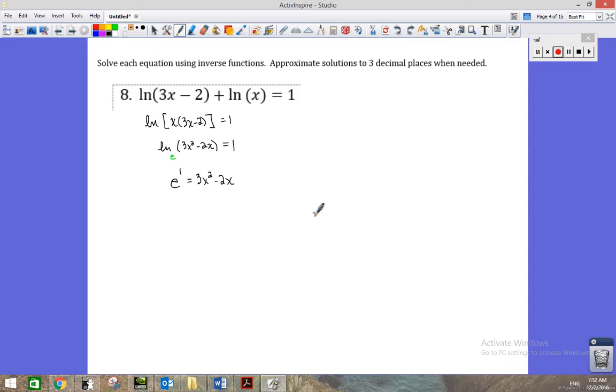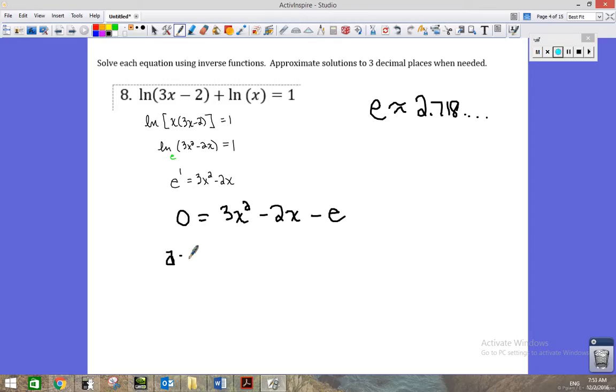For quadratic equations, we hope that we can factor it, but a lot of times you can't. So we've got 3x² - 2x - e. And now remember that e is not a variable. That e is a number, approximately 2.718, and it goes on. So I can't factor this, but I can use the quadratic formula.